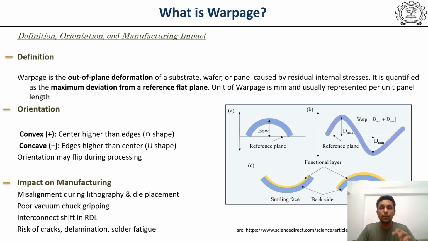The main impact of warpage in manufacturing is that it can cause misalignment during lithography, which is a very sensitive process, and die placement. It also prevents vacuum chucks from gripping the substrate, which leads to interconnect shift in distribution layers and can induce cracks. It can also lead to delamination, solder joint fatigue, and in extreme cases, the fabrication process simply cannot continue because the equipment cannot handle the warped substrate.